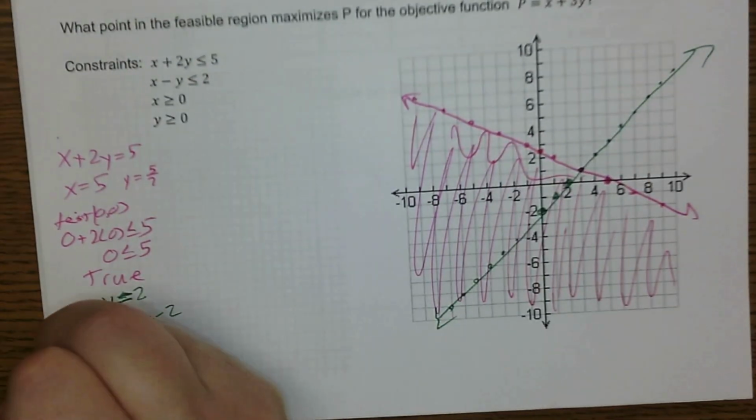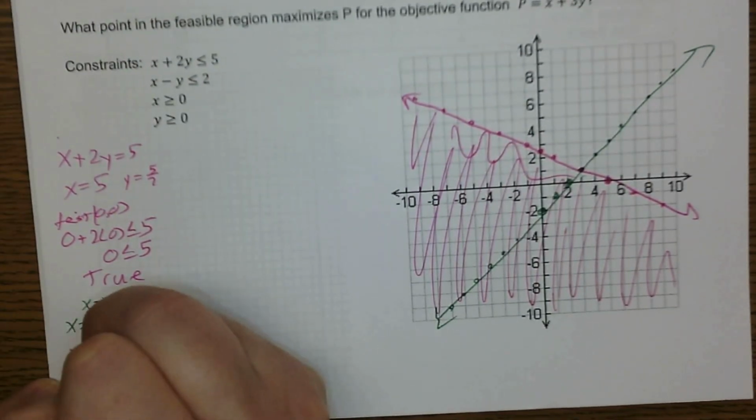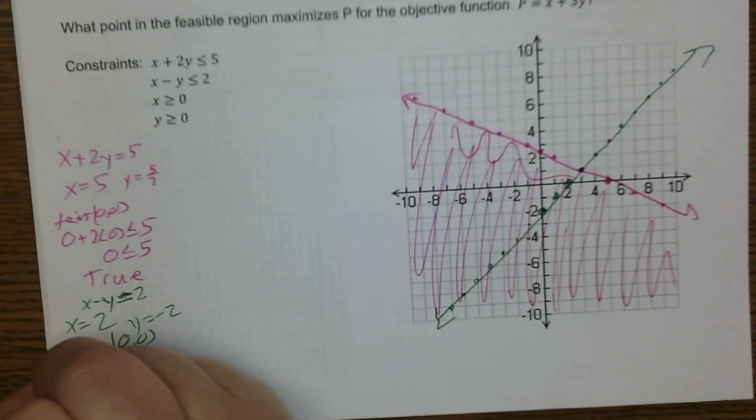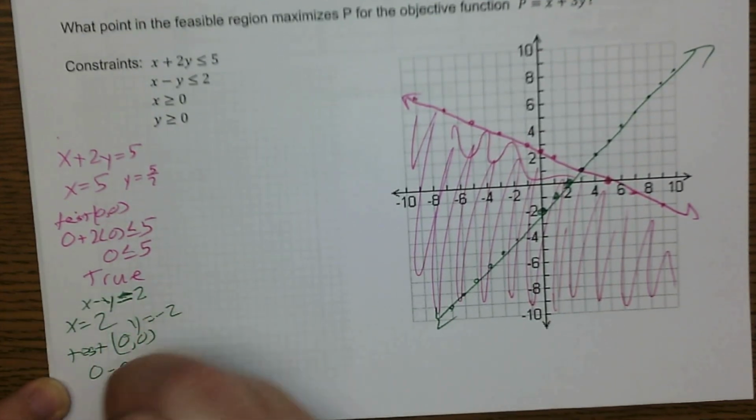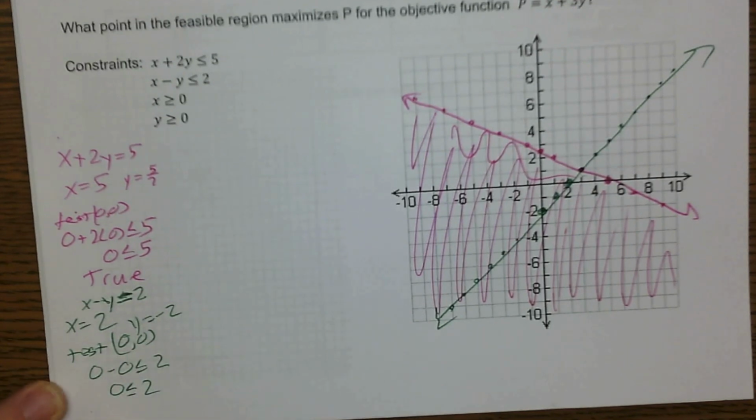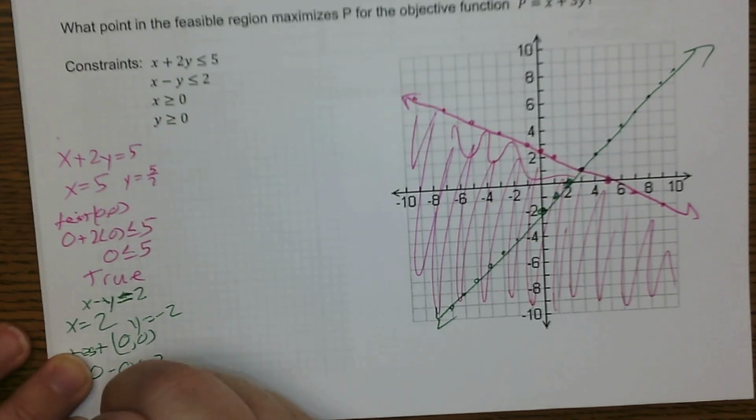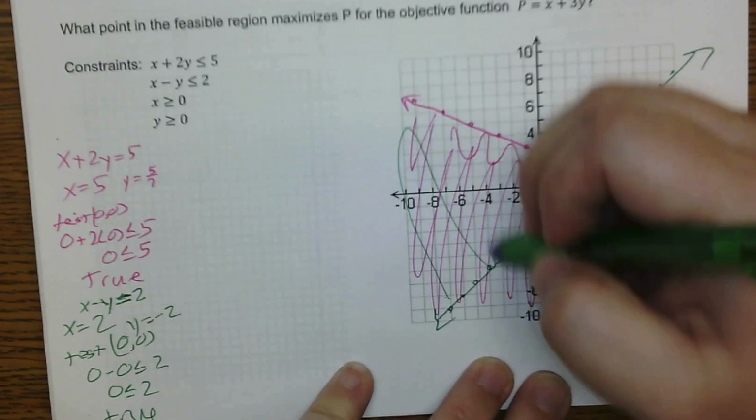All right, let's see here. Let's test 0, 0. 0 minus 0 is less than or equal to 2. 0 is less than or equal to 2. That is true. So we're shading above the green.